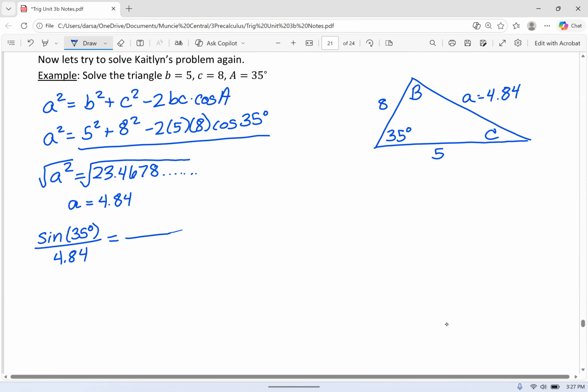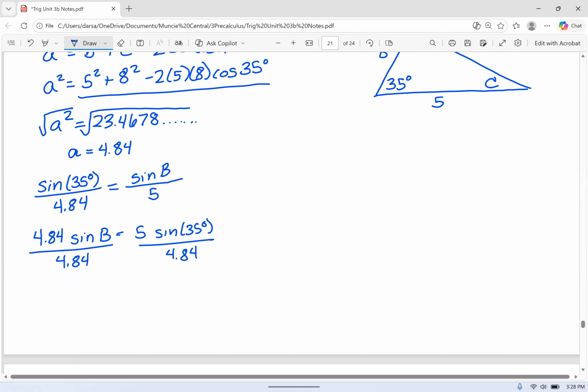And then it really doesn't matter which one we pick. Let's go ahead and find angle B. So we're going to do sine of B over the opposite side, which is 5. We'll cross multiply: 4.84 sine B is equal to 5 sine of 35. And divide both sides by 4.84. So now we can see that sine of B is equal to 5 sine of 35 over 4.84.